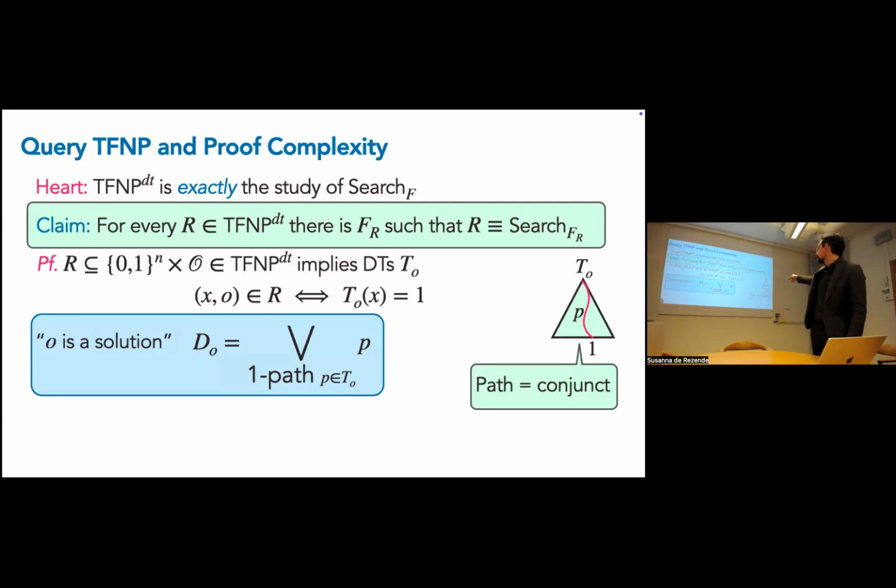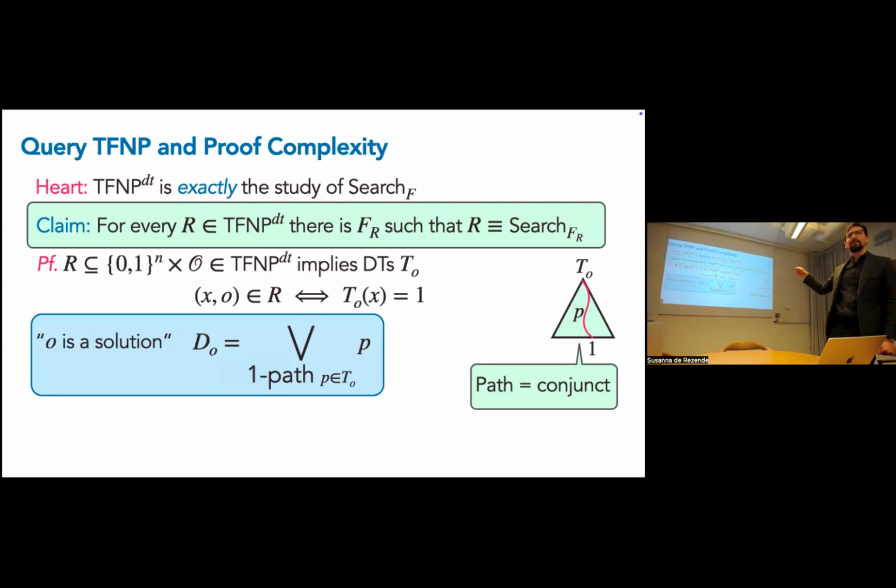So here's one of these verifying decision trees. On input X, TO will output 1 if and only if O is a solution on input X, and it'll output 0 otherwise. It's just like a little verifier. We can view paths in a decision tree as a conjunct, right? At each step in a decision tree, you query a variable.